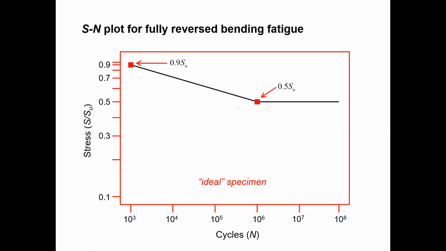So this is the ideal specimen. This is the summary actually. So for fully reversed bending, it is 0.9 SU at 10 to the power 3 cycle and 0.5 SU at 10 to the power 6 cycle. This is the ideal specimen SN curve.